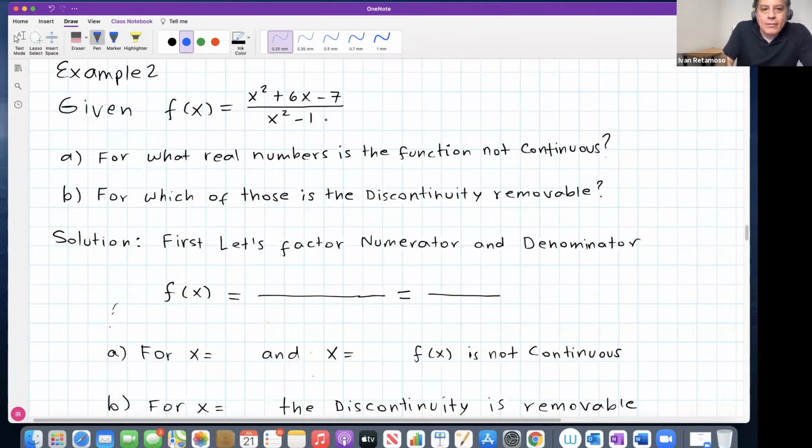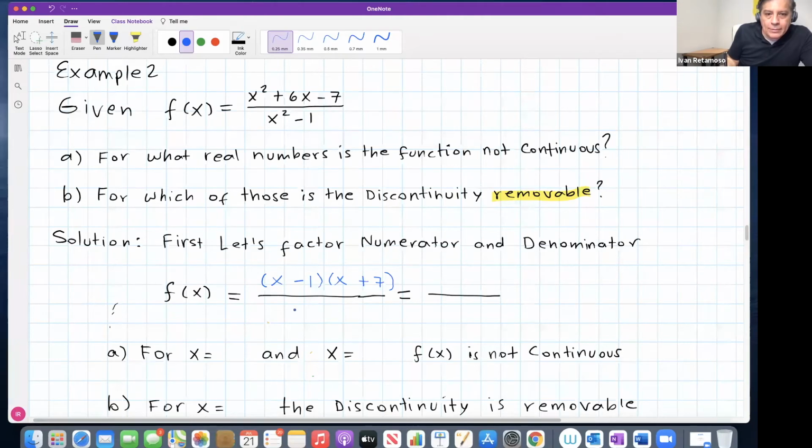Example 2 says, given a function f of x equals x squared plus 6x minus 7 over x squared minus 1. For what real numbers is the function not continuous? For which of these is the discontinuity removable? This is something that you have to do at home, so let me explain this to you. If you are given a function like this, solution: first, let's factor the numerator and denominator to see if we can simplify this. Two numbers whose multiplication is minus 7 and whose sum is 6 are, after some trial and error, 7 and 1: x minus 1 times x plus 7.